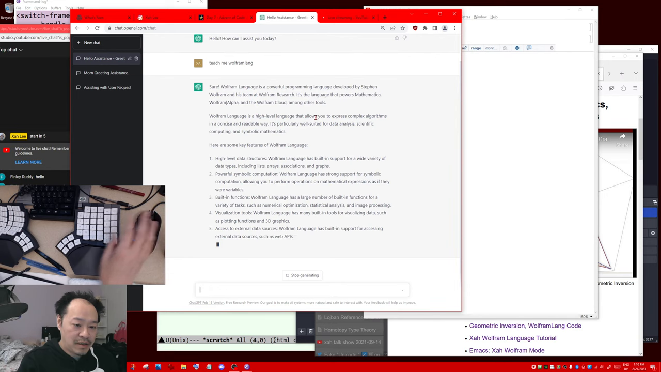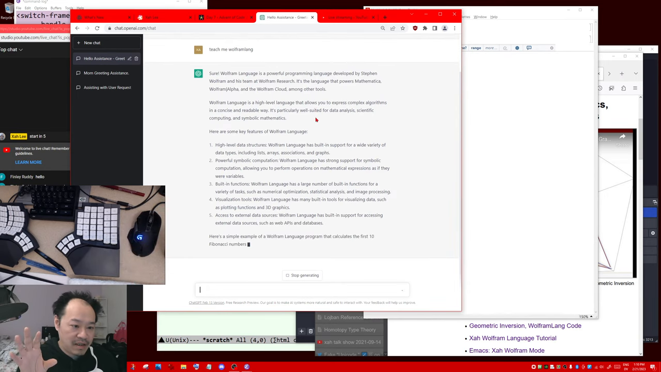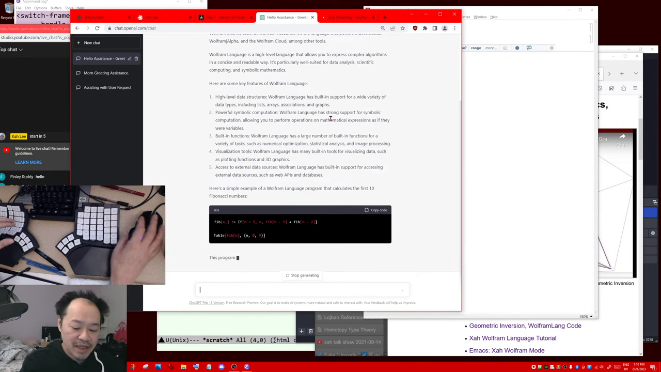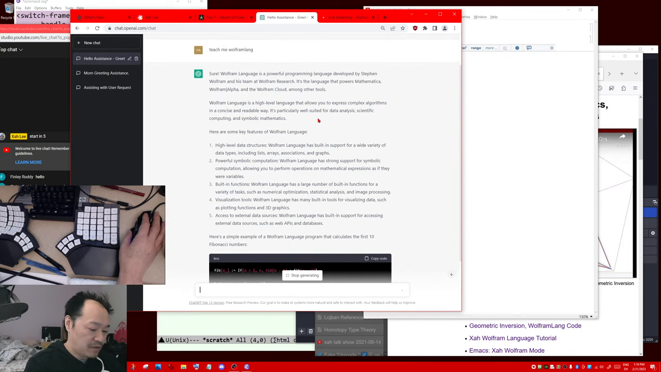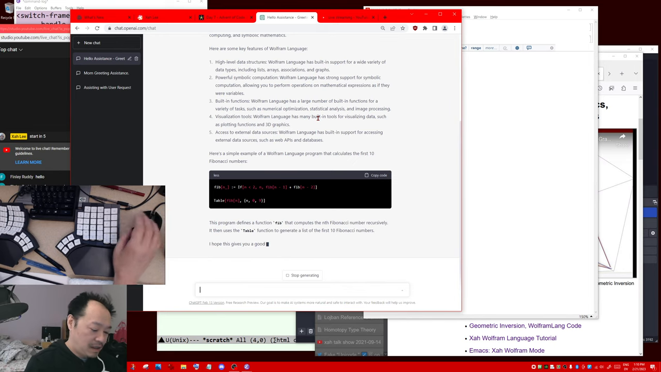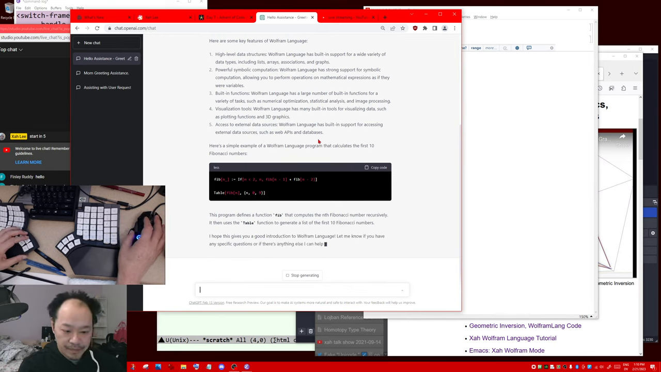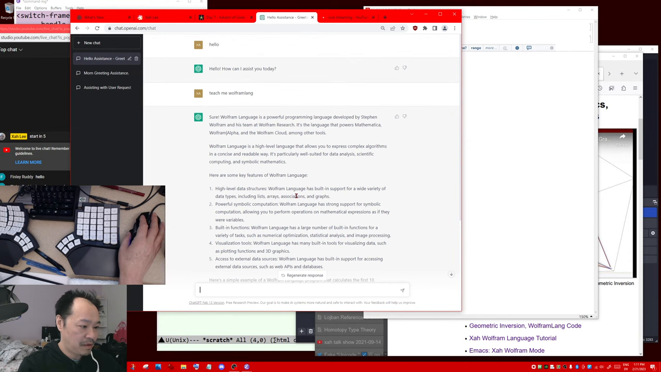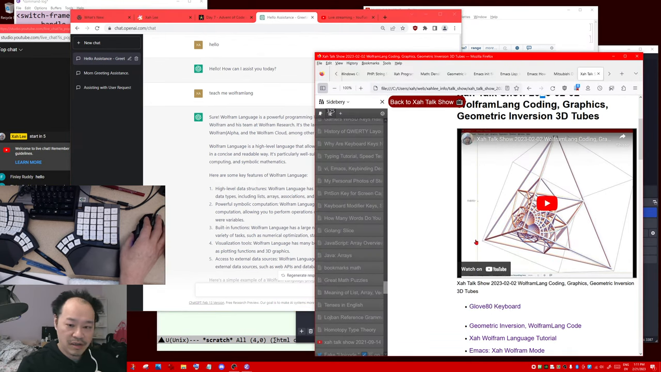Okay, then it says it's particularly well suited for data analysis, scientific computing, exactly, and symbolic mathematics. That's a very accurate answer, okay? Extremely accurate answer. You see, this is ChatGPT answering things on the fly. By the way, Stephen Wolfram wrote a blog article, usually 20, 30 pages, last week. And he also did a YouTube live stream explaining how ChatGPT works, okay? So I'm going to talk about ChatGPT and WolframLang language, and we're going to start to code, okay?